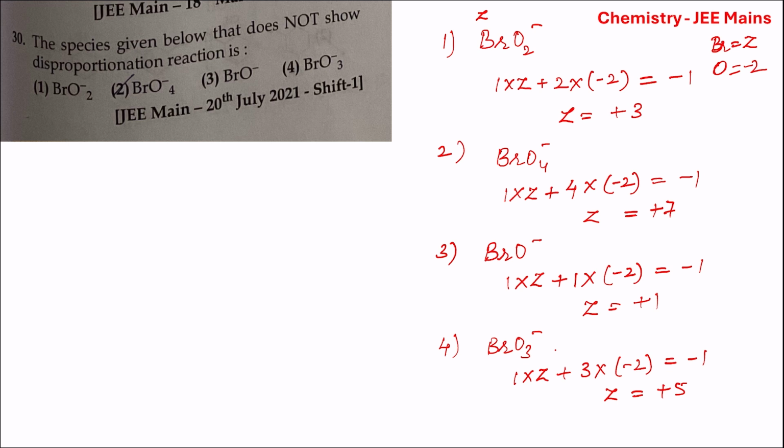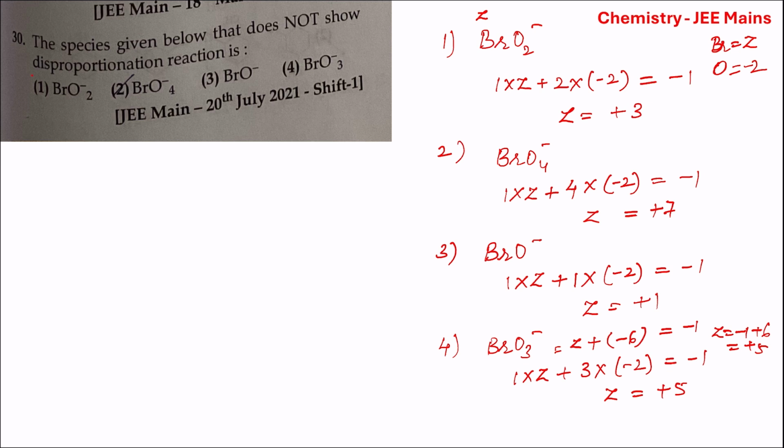How to solve this equation? 1 into Z is Z, plus 3 into minus 2 is minus 6. This is equal to minus 1. So Z plus minus 6 is minus 1. From this, Z is equal to minus 1 plus 6, which is equal to plus 5. In this way, all the other equations can be solved.